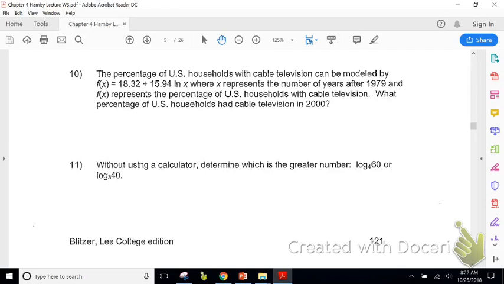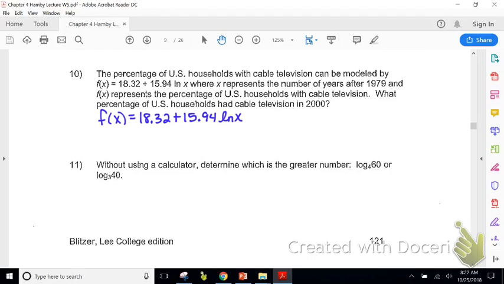Well, they gave us an equation, right? And what did X represent? Yeah, the number of years after 1979. And what did F of X represent? Okay, good. The percentage of the houses that had the cable TV. So, I'm looking for what percentage of households had cable TV.